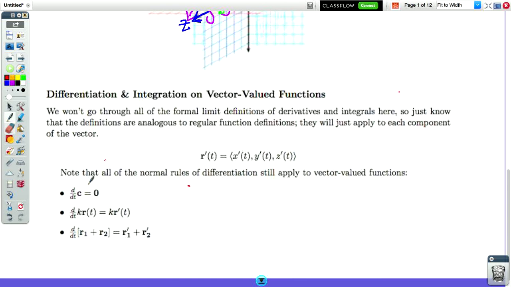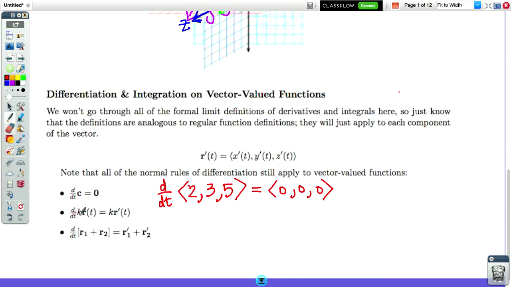Also, you probably would have assumed this anyway, but all of the normal rules of differentiation still apply to vectors. So for example, you'll notice this is a bold C, because what I mean is that maybe we're differentiating a constant vector. It's a bold C because it's still a vector. But if you differentiate a constant vector, it still gives you 0, although this 0 is bold, because what I really mean is it gives you the 0 vector. But differentiating a constant still gives you 0 just in vector form.